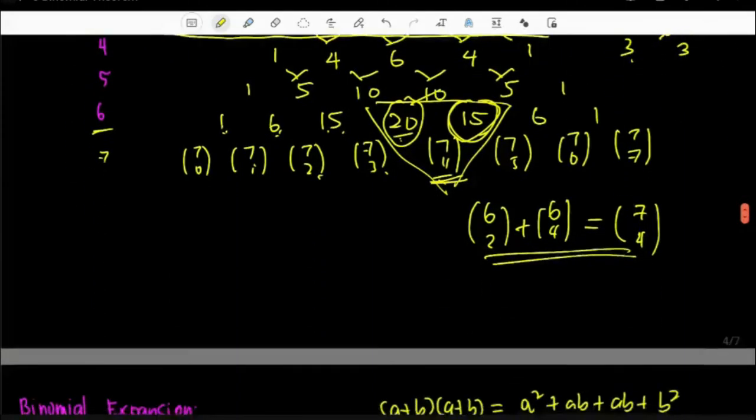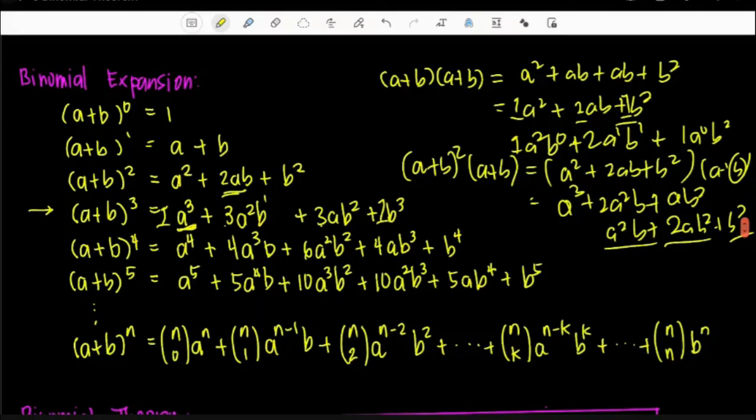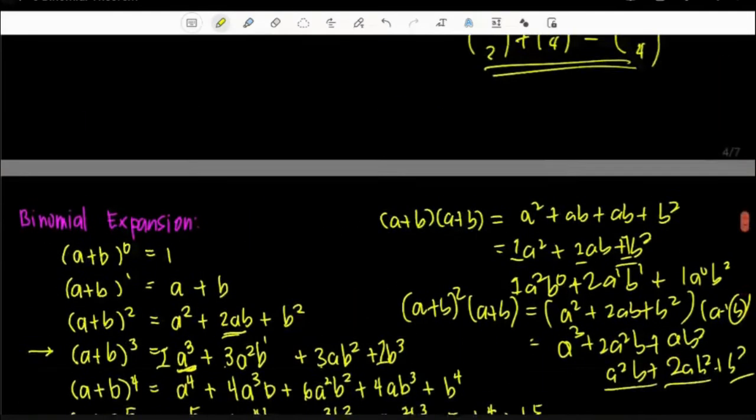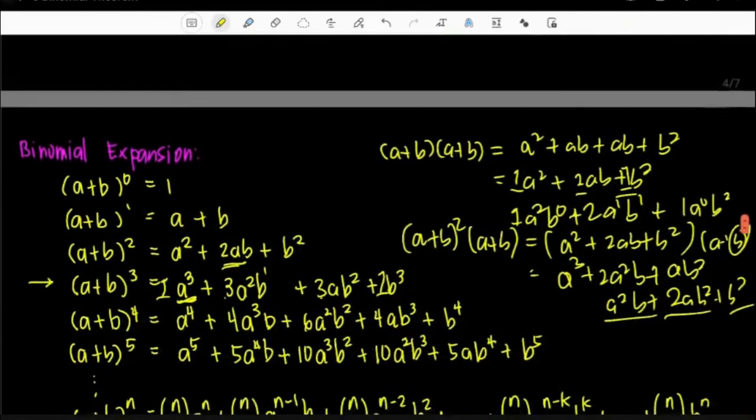So, in general, we hypothesize that if you have a plus b to the n, then the coefficients will be the row n of the Pascal triangle. So for example, on a plus b to the 5, the coefficients for n equals 5 are 1, 5, 10, 10, 5, 1.